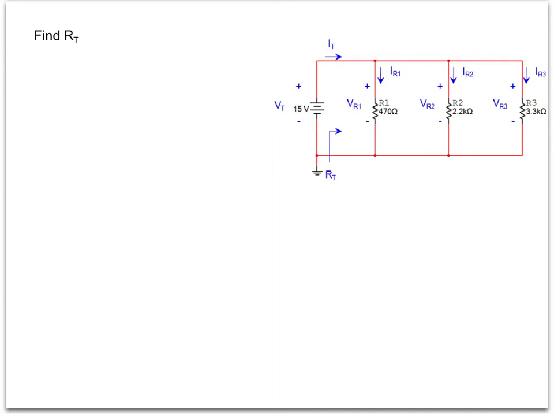Finding the total resistance here is not as simple as we would like it to be. The formula is that the total resistance is going to be 1 divided by the sum of the reciprocals of the resistance at each of these components. We have 1, 2, 3 components and a power source. So we're going to have 1 divided by R sub 1 plus 1 divided by R sub 2 plus 1 divided by R sub 3.